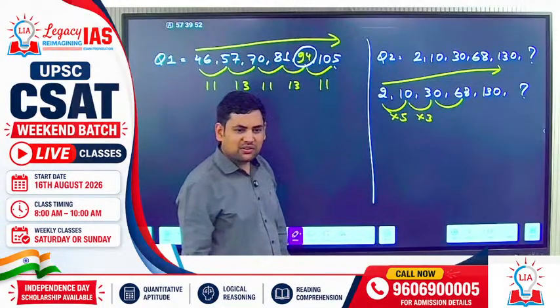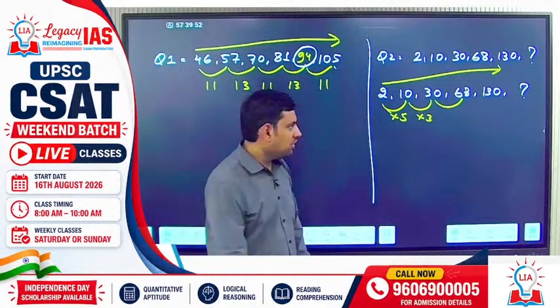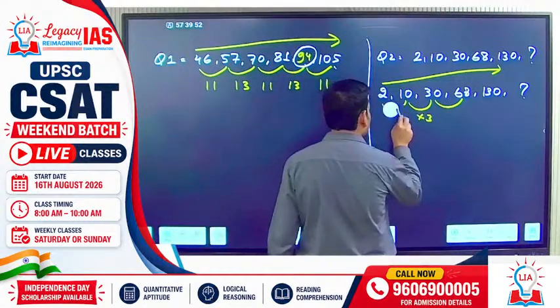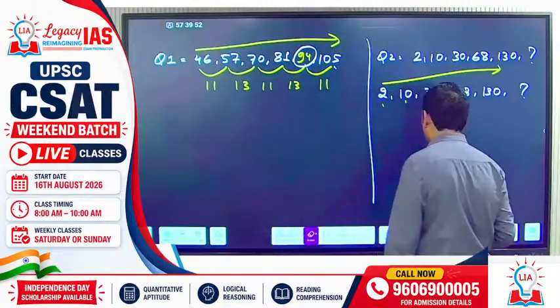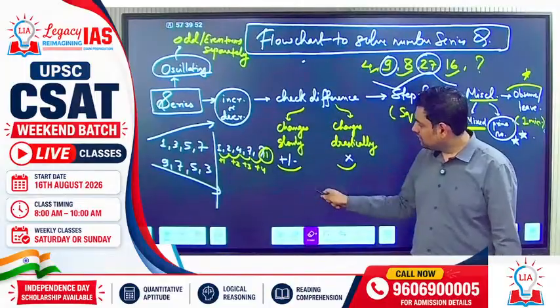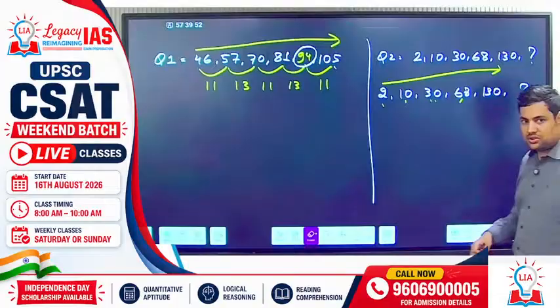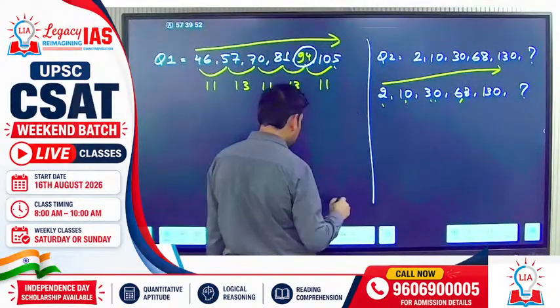30 and 68 does not make any sense. This is like 2 point something. That means that is not the pattern. So now you reject that in that flowchart. This is also rejected. So this was fine. Then this was rejected. Then this is also rejected. Next is step form. So then you come to step form. Start finding out the differences.